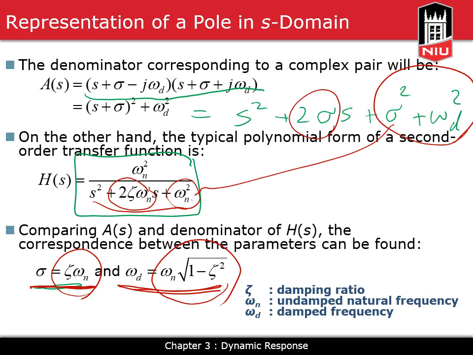Zeta is called the damping ratio, omega n is called the undamped natural frequency, and omega d is called the damped frequency. Again, we will discuss the standard second order transfer function and find results based on that. Everything will be based on zeta and omega n. So any problem that you want to solve, first you have to compare it with the standard second order transfer function, and then the rest.